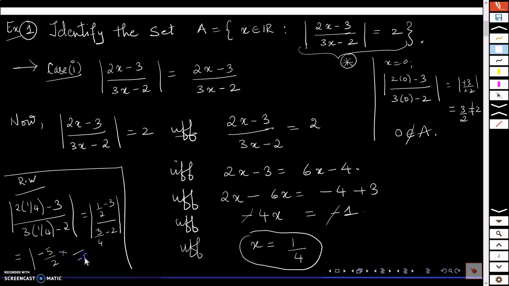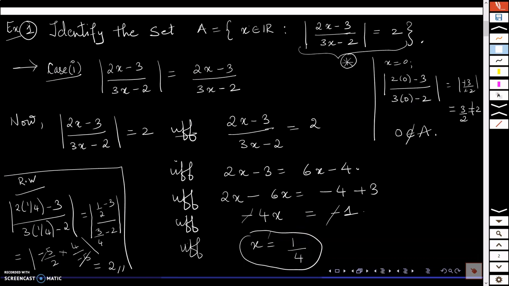So I can write it this way. So minus 5 will go with minus 5 and I am left with 2. You cancel out this 2 and 4 and you are getting 2. So if you put x equal to 1 by 4 in this modulus expression here, you are getting 2. That means this element x satisfies the defining property of this set, and hence this x equal to 1 by 4 will be a part of the set A.